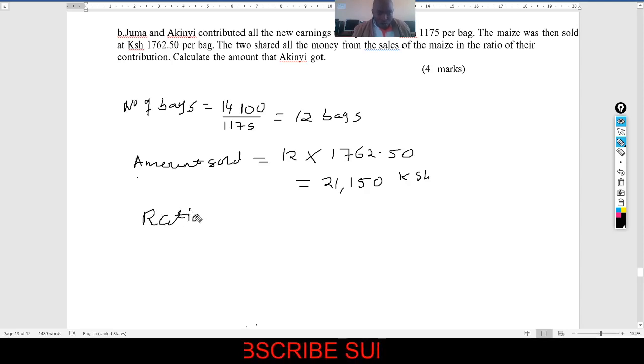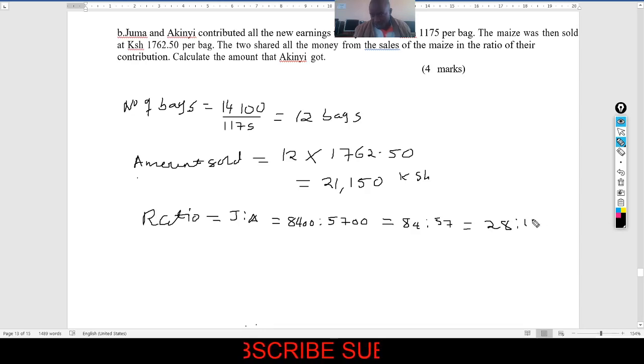The ratio of the new earnings, Juma to Akinyi, was 8,400 to 5,700. We simplify this, it is 84 to 57. You can use it as that, or simplify further and get 28 is to 19.